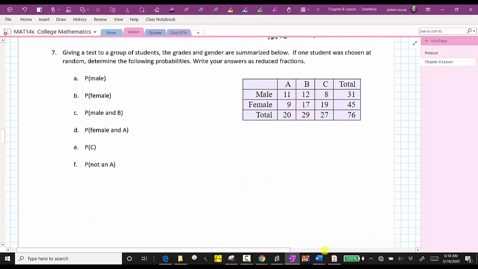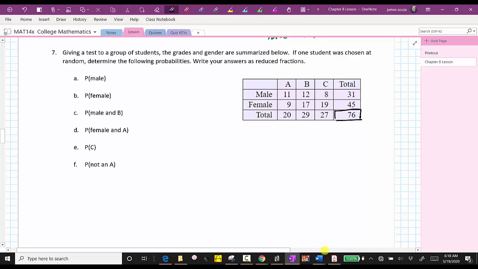Moving along to number 7, we need to analyze this table to determine the following probabilities. So given a test to a group of students, the grades and gender are summarized below. If one student was chosen at random, determine the following probabilities. Write the answers as reduced or simplified fractions. So notice how we have a row for males, a row for females, and then a column for A's, a column for B's, a column for C's, and then we have totals. So notice how there are a total of 76 students. This will be the denominator for each of the probabilities.